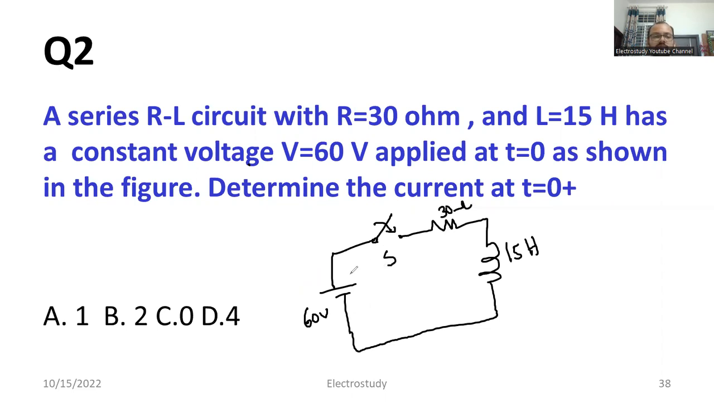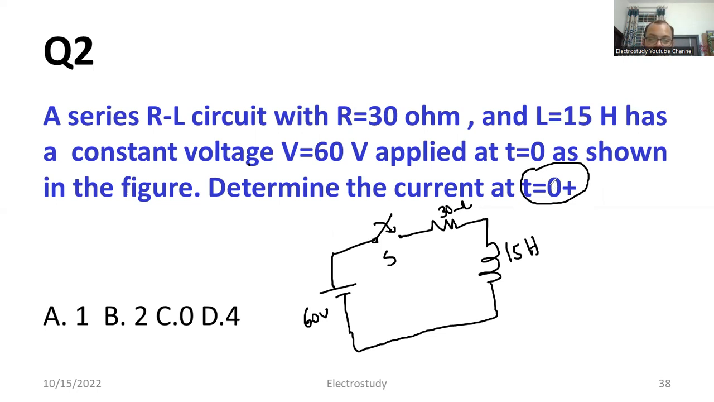A series RL circuit with resistance 30 ohm and inductor 15 Henry has a constant voltage of 60 volt applied at t is equal to 0 as shown in the figure. Determine the current at 0 plus. So what is the value of current? Now tell me what is the value of current.